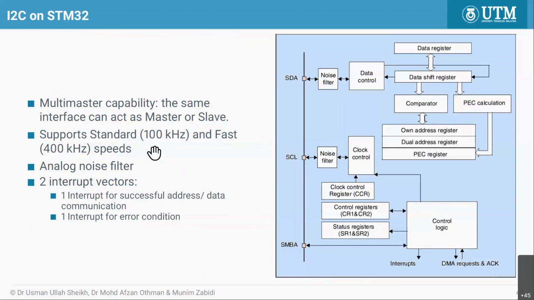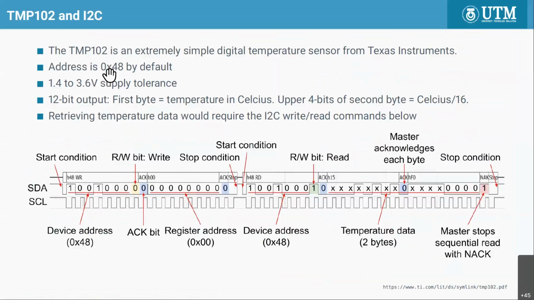Okay, and then we have two interrupt vectors for each of these blocks. One for successful data transfer, and the other one is for error condition. Okay, so I have one example here. TMP102 simple temperature sensor. Okay, so let's look at how the chip looks like.